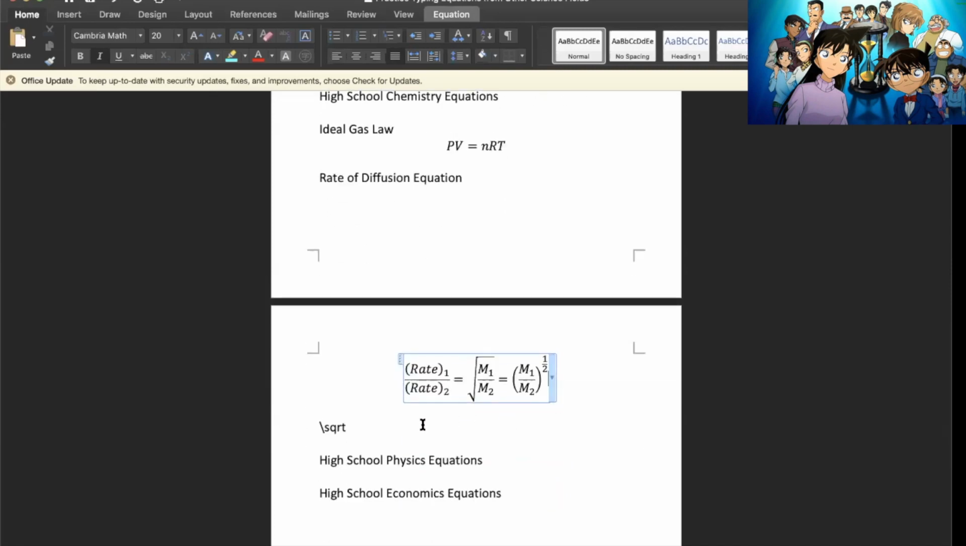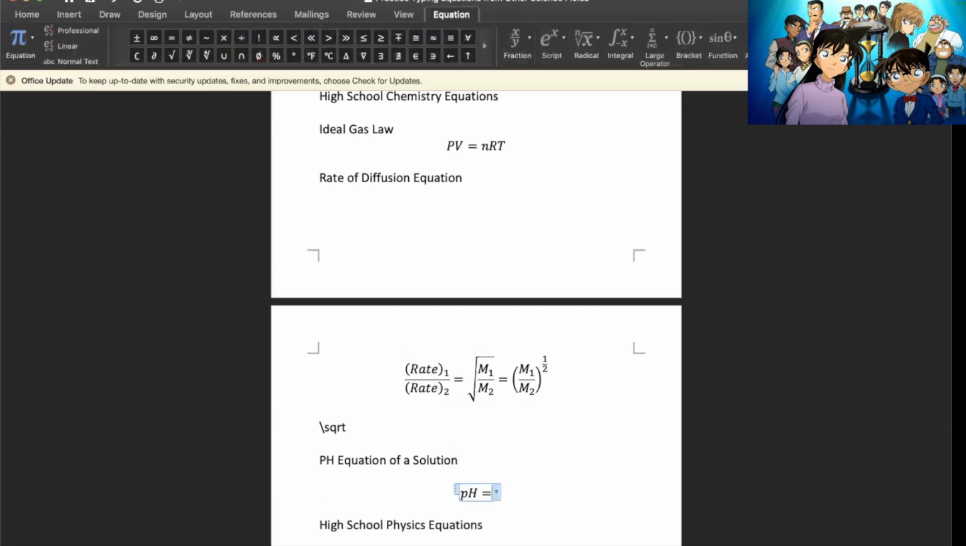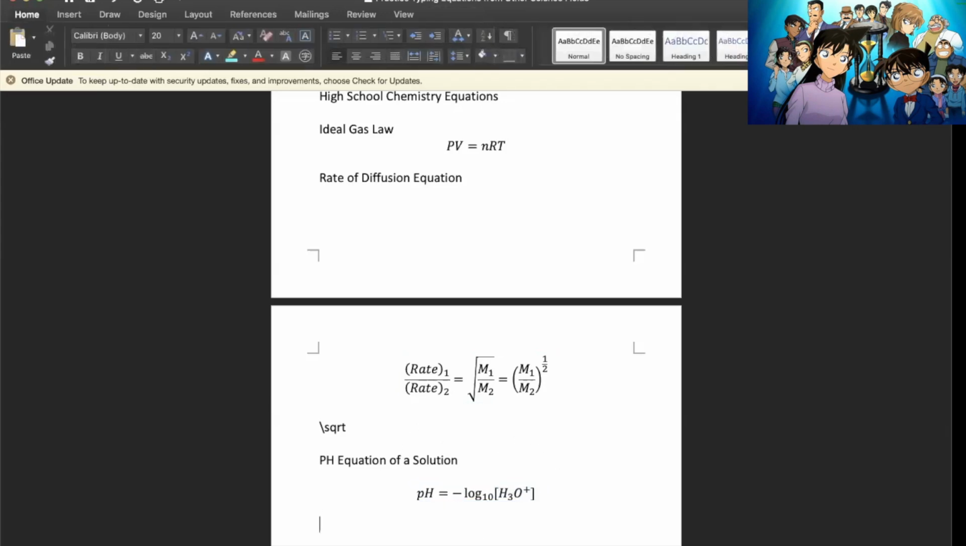I can have the pH equation of the solution. Here is one of them. You get that pH equals negative log base 10 of H subscript free, some hydrogen molecule, I would guess. Again, I'm not an expert at chemistry, so who cares if I'm wrong or not? Yeah, like that. That's a particular pH equation of a solution.